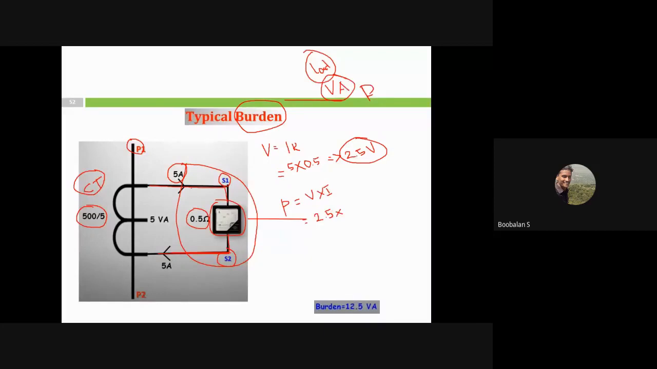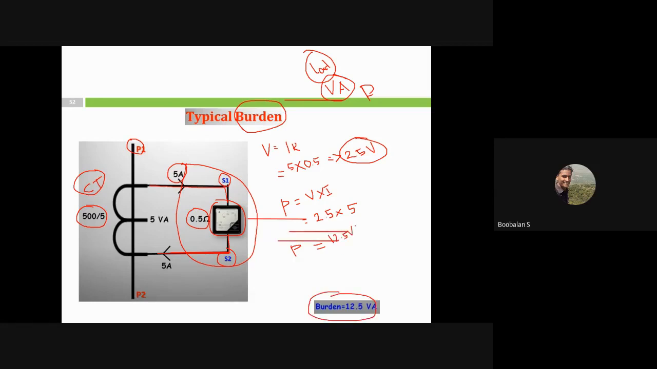So in my secondary it is now 5 ampere. So now totally how much power? 5 into 10, 10, and 5, 2.5. So 12.5 we have already seen here, right? So 12.5 burden.